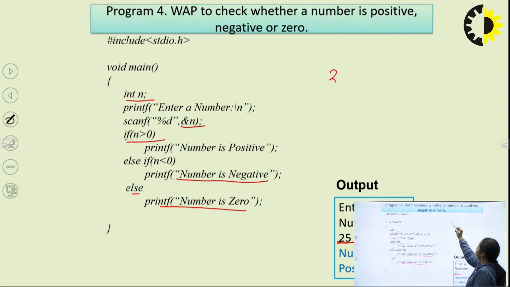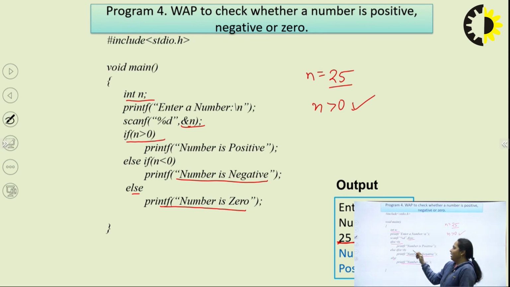So, let us assume we entered 25. So, 25 is a number which is positive, means at the place of n, user entered what? 25. N is 25. Now, condition is checked. N is greater than 0. Yes, it is true. Because n is what? N is 25. If this condition is true, it means what will get printed? We will print number is positive.